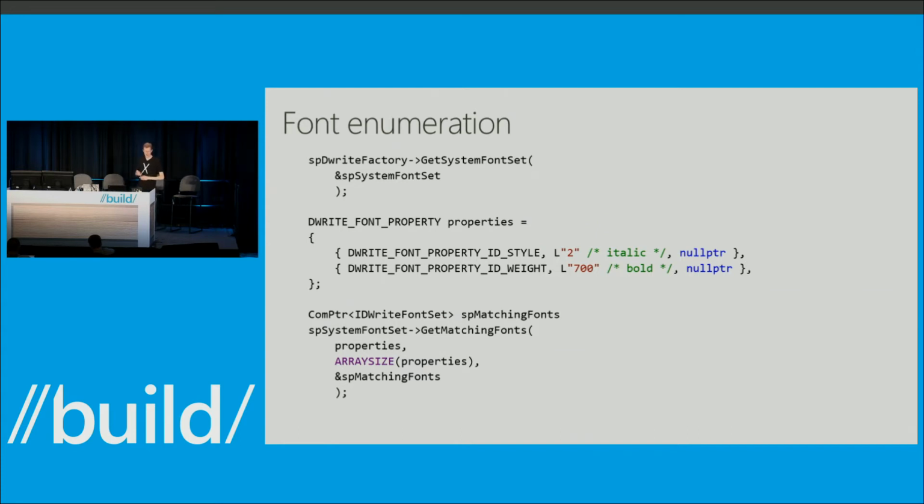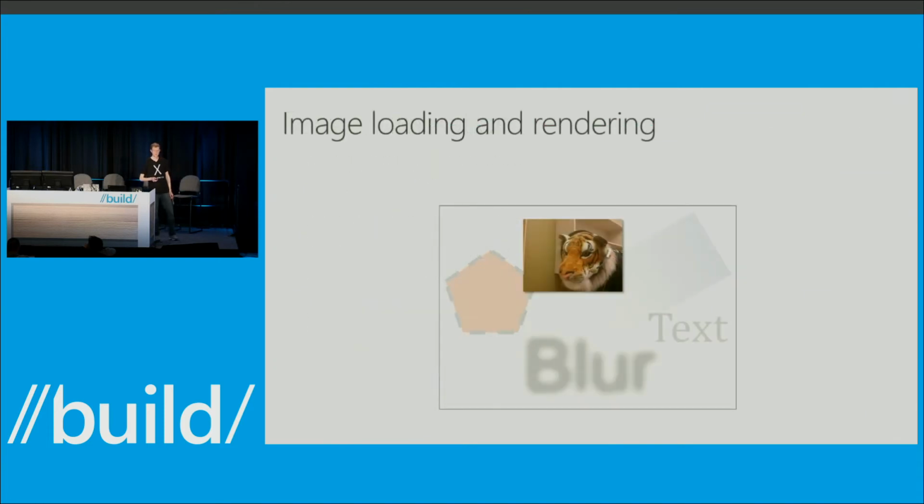How do you do this in code? Well, just like there is get system font collection, there's get system font set. And you can specify the properties that you're interested in. So in this case, I'm interested in finding fonts that support both italics and bold. And you can call get matching fonts, and it will give you back a new font set that contains only those guys. So that's just a nice little feature. You may need it, you may not.